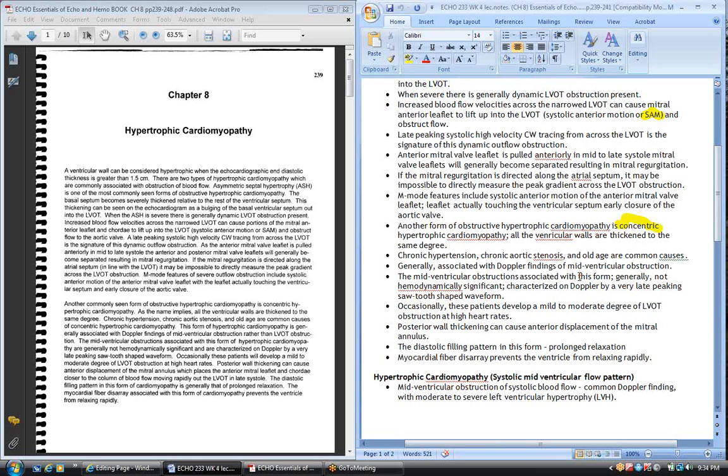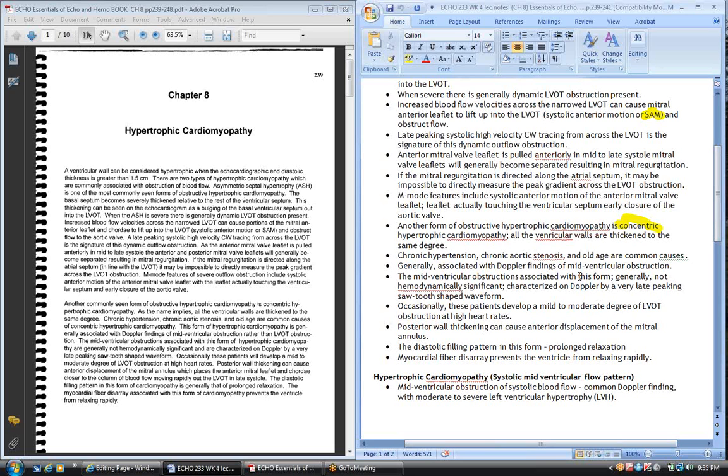Mid-ventricular obstructions associated with this form are generally not hemodynamically significant, characterized on Doppler by a very late peaking sawtooth-shaped waveform. We call it a dagger-shaped in some cases. Again, we'll talk about the Doppler in a little while. Occasionally, these patients develop a mild to moderate degree of LVOT obstruction at high heart rates.